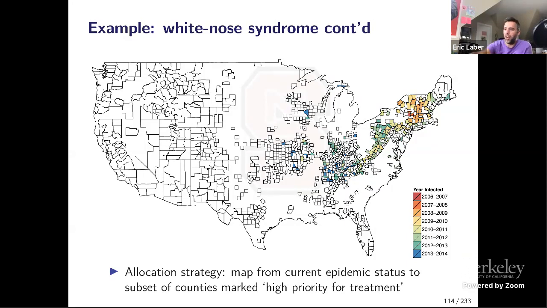So what is the strategy here? What is the policy? It's a map from the current epidemic status like this to a subset of counties that we mark as high priority for treatment.